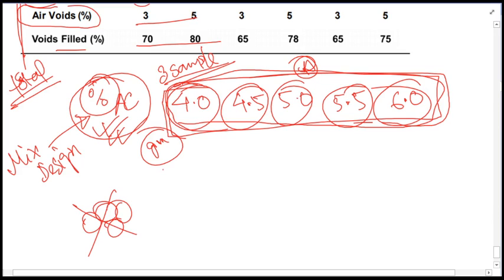So a different grade of aggregates will be used, but the asphalt content will, as usual, always be these 5 samples. For each of the 5 asphalt contents, you will use 3 samples. Okay.